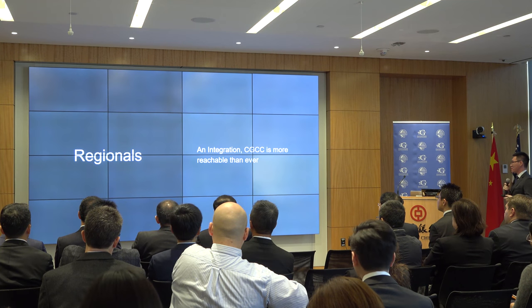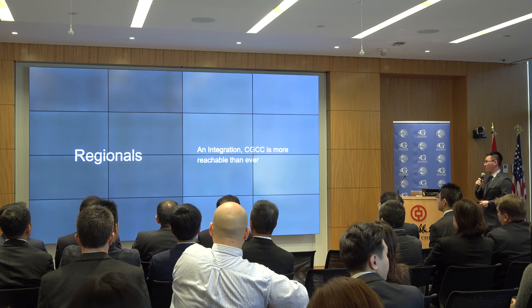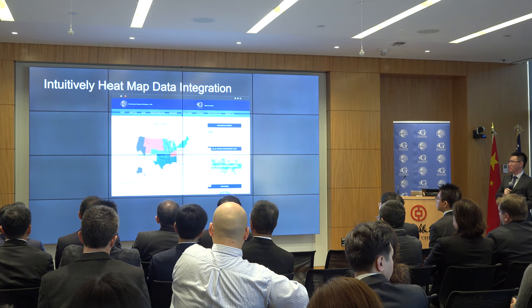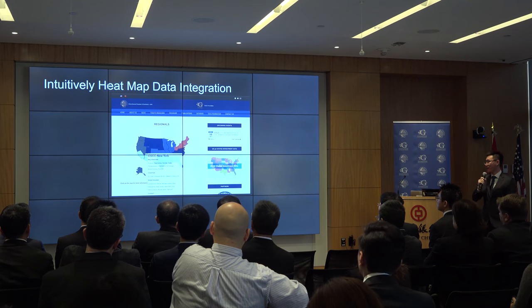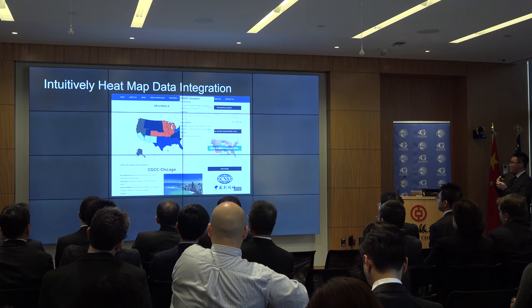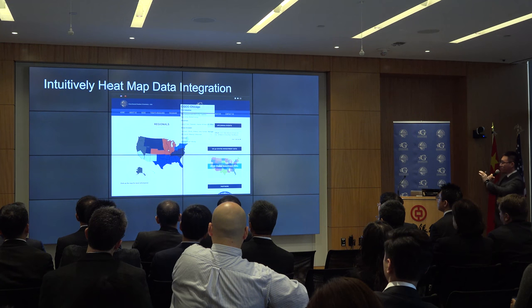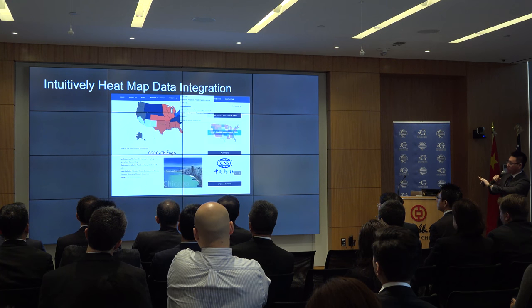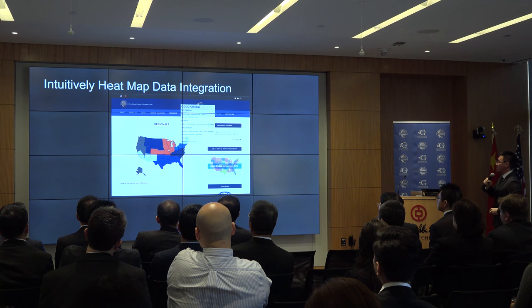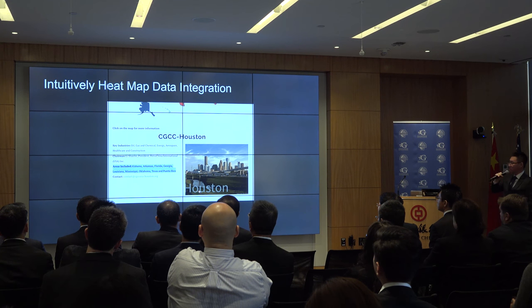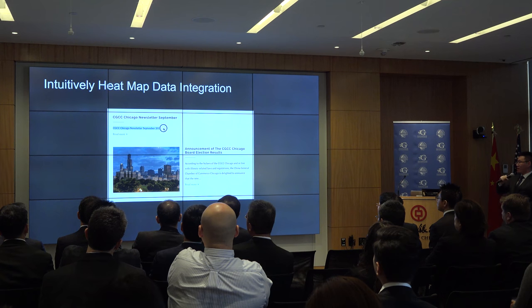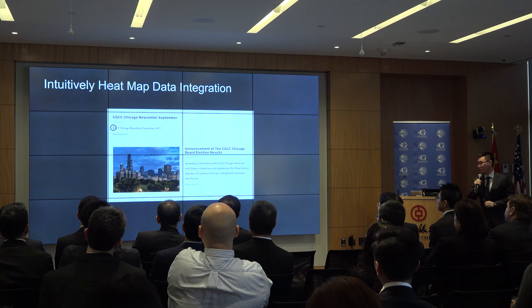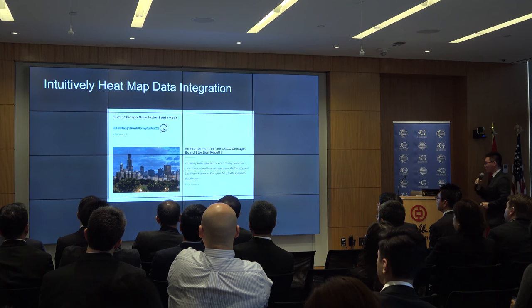And next is the regionals. With the integration, CGCC is more reachable than ever. Let's imagine you live in California and you don't know which CGCC region you belong to. What you can do is go to this page and hover over where you live. You can find which region you belong to, and you can find all the information you want. For example, with CGCC Houston, you can see all the areas included. On the bottom part, you can see all their newsletters, upcoming events, and news postings. It's very convenient.